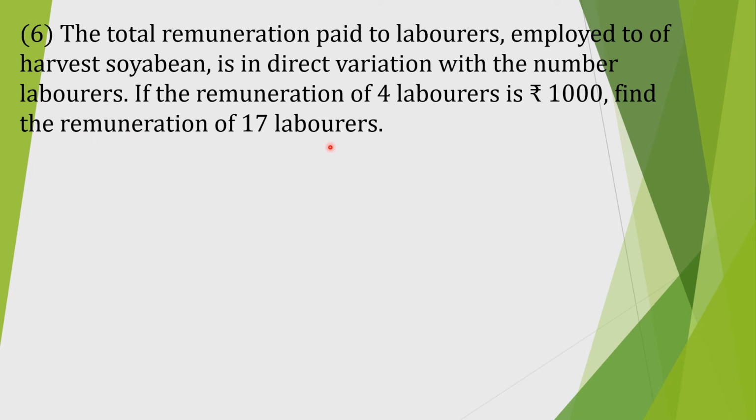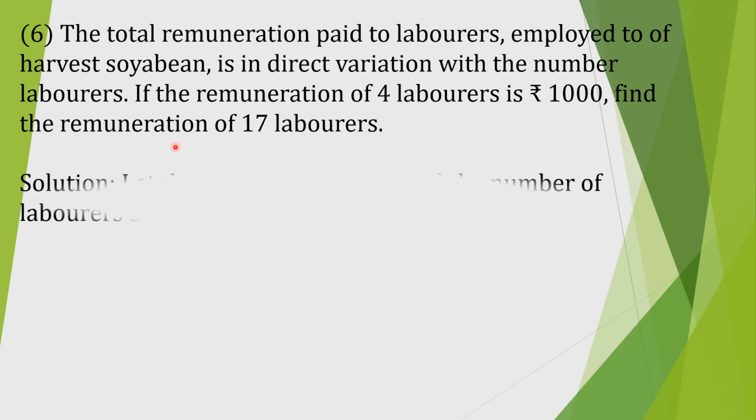Means 4 workers, according to their work, are paid 1000. So 17 laborers will also be there. Their income will be more, na? The total remuneration paid will be more. So it is in direct variation. When we solve sums, we give variables to the two quantities. Here one quantity is the number of laborers, and the other quantity is remuneration.